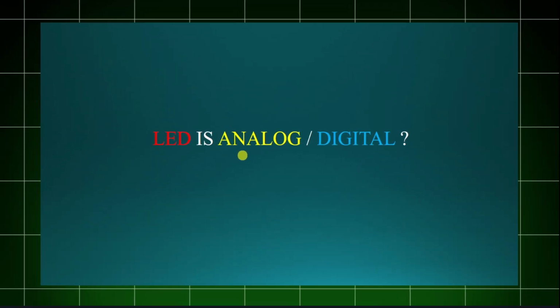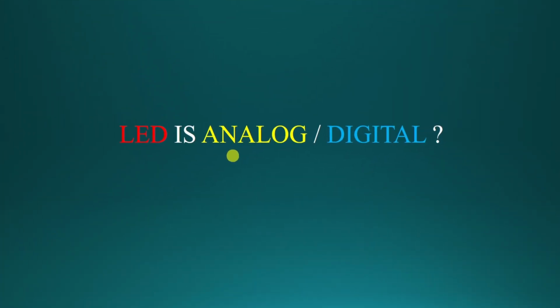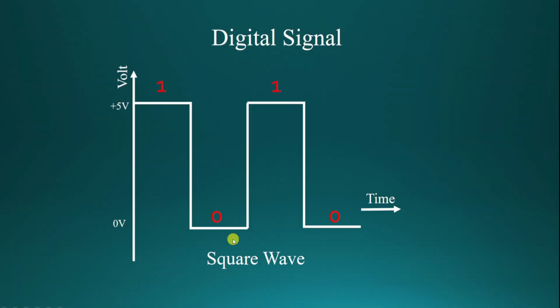As a beginner, there is always the question why LED is connected to the digital pin, not to the analog pin. You see, a digital signal like a square wave has only two values, 1 and 0, high or low. So every device which processes only these signals is known as a digital device. LED is digital since it is either on or off at every instant of time. That's why it comes into the category of digital devices.